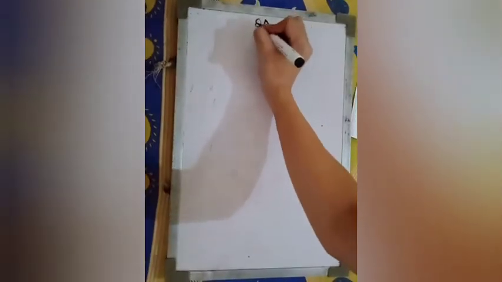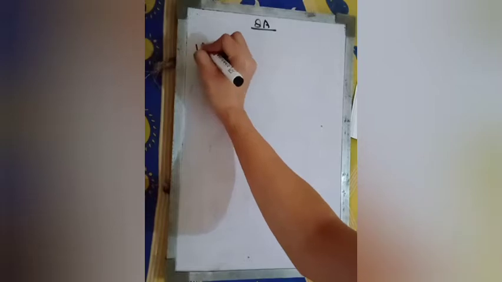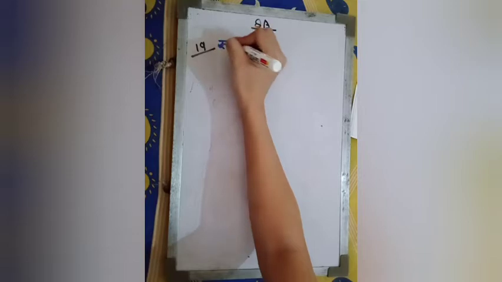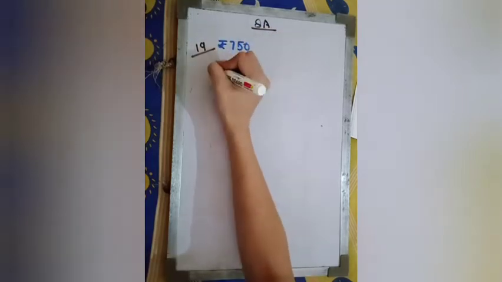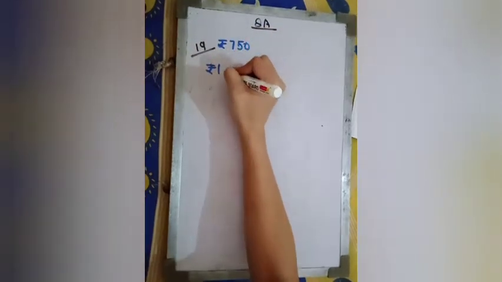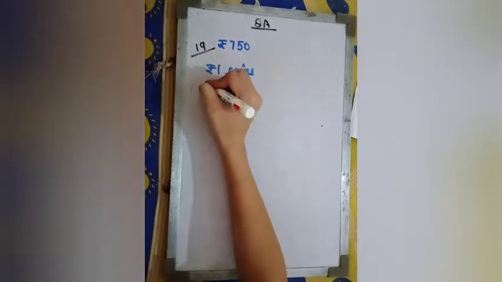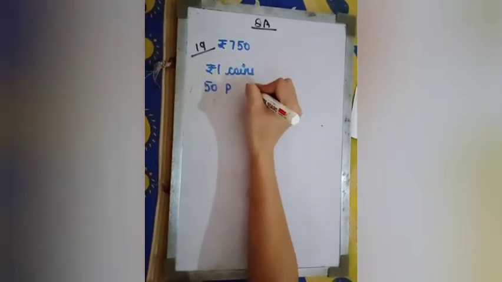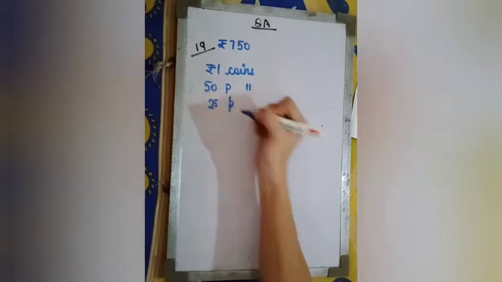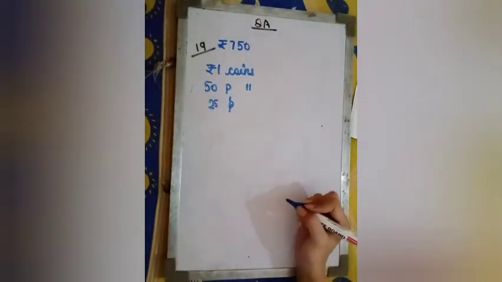See student, open your books, exercise 8A, question number 19. It says a bag contains 750 rupees in the form of 1 rupee, 50 paisa and 25 paisa coins. The total money is 750, in the form of 1 rupee coins, 50 paisa coins and 25 paisa coins. Now we have to find the number of each coin, right?